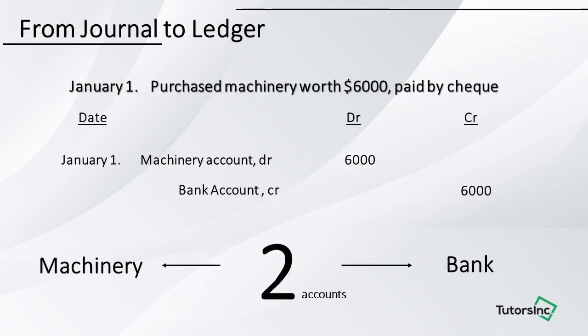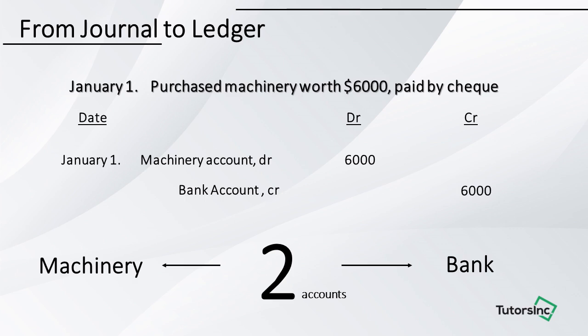We would start by journalizing transactions first and then recording them into ledger accounts. Once we learn the rule, we can easily record transactions directly into ledger without the help of journal entries. So on the screen you can see that on January 1, the business purchased machinery worth $6,000 by check. We know that in order to journalize the transactions, we must debit machinery account and credit bank account by $6,000.